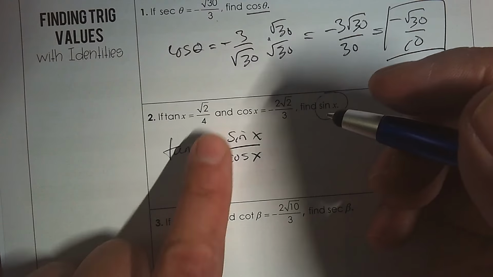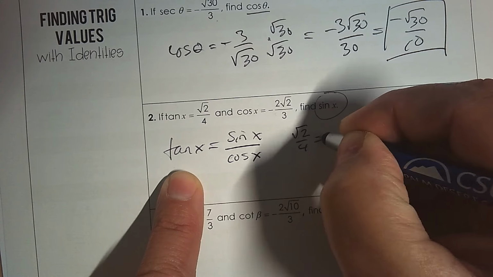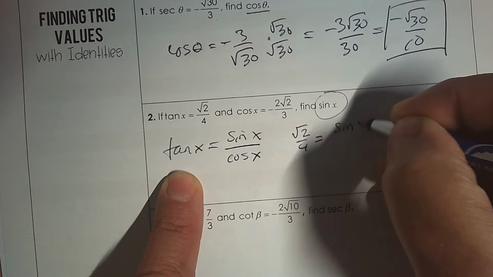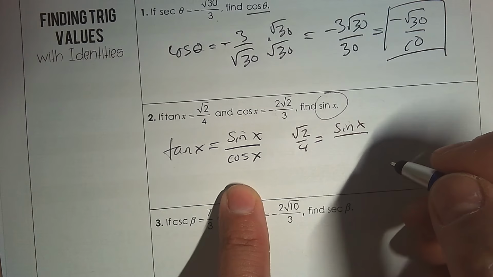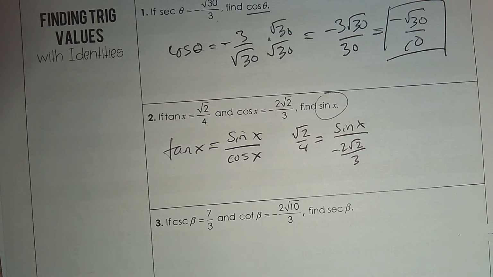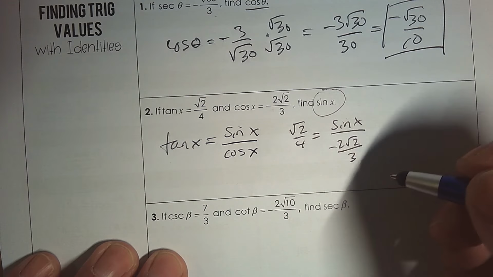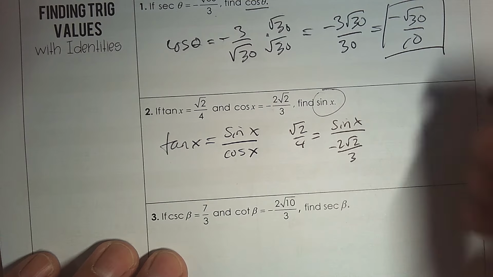What number will I put in for tangent? Root 2 over 4. I'm looking for sine. What number will I put in for cosine? Negative 2 root 2 over 3. And then all I need to do is get sine x by itself. So what do I do? What's the inverse of dividing?